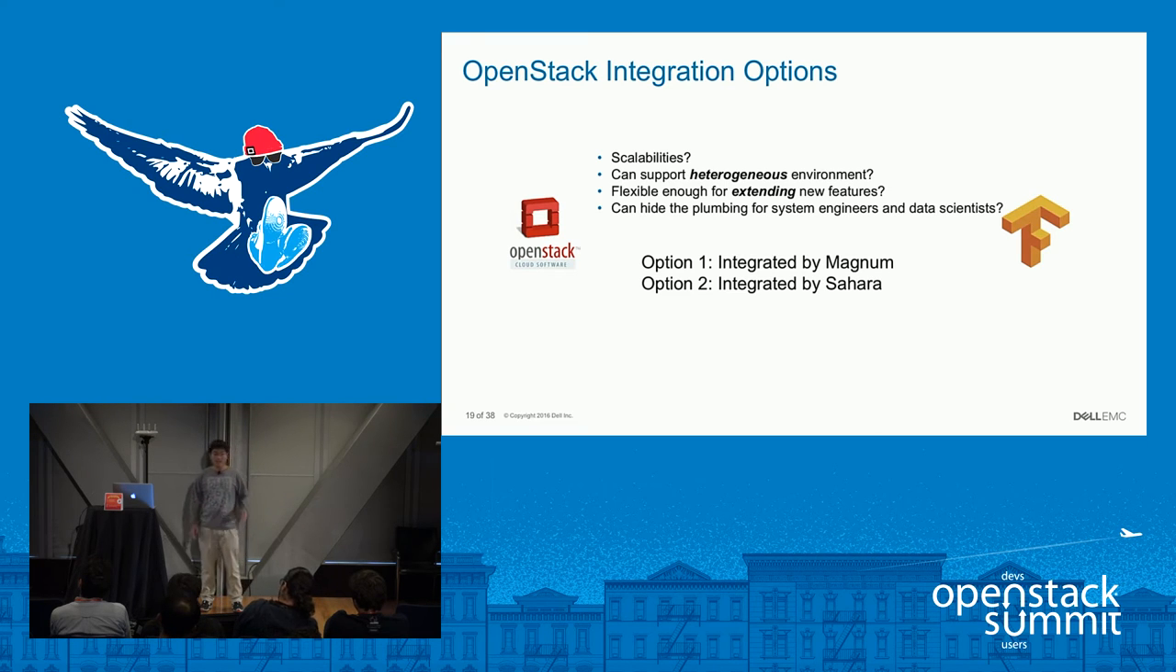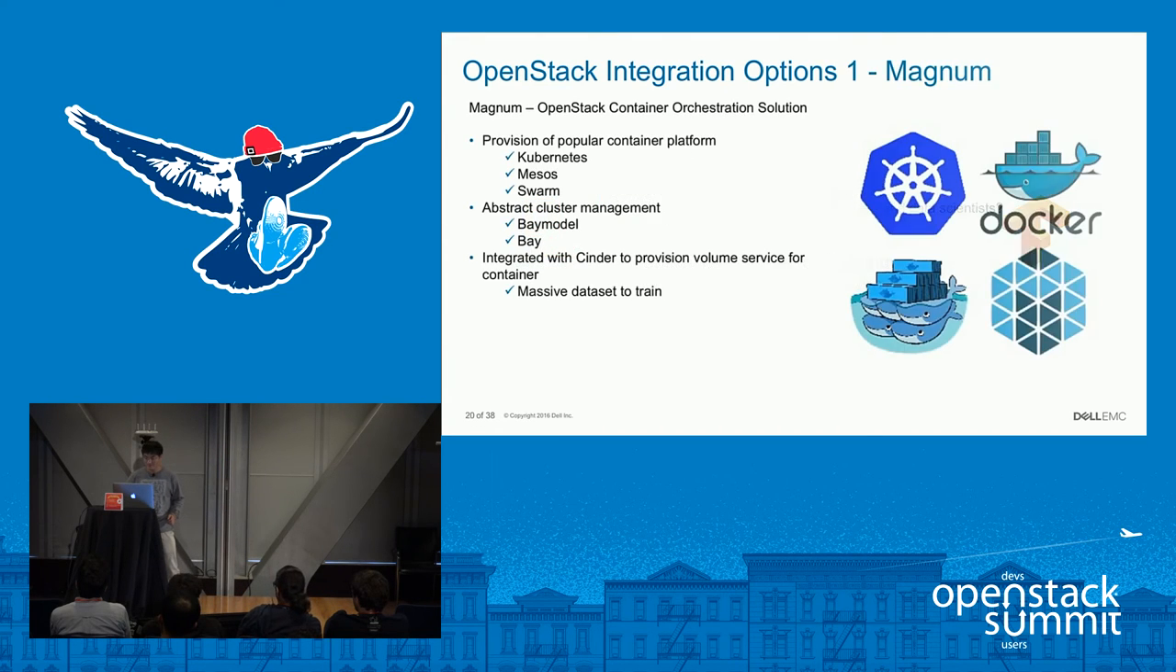Another option is Sahara. Sahara manages big data for OpenStack. Well, TensorFlow handles deep learning, and deep learning is also big data. So can we use Sahara to integrate TensorFlow into OpenStack? First, we will dive into Magnum.